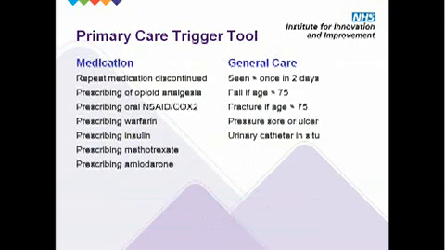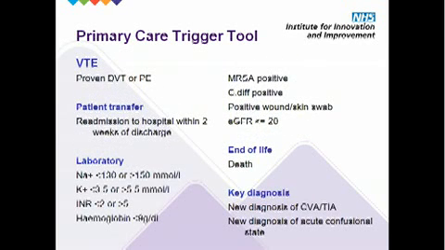I'm going to show you the modules which are included in the triggers. And these are the unambiguous proxy indicators which your clerical staff can review the notes looking for. So things in medication, things in general care, thromboembolism, patient transfer, pathology results, end of life, and key diagnosis.